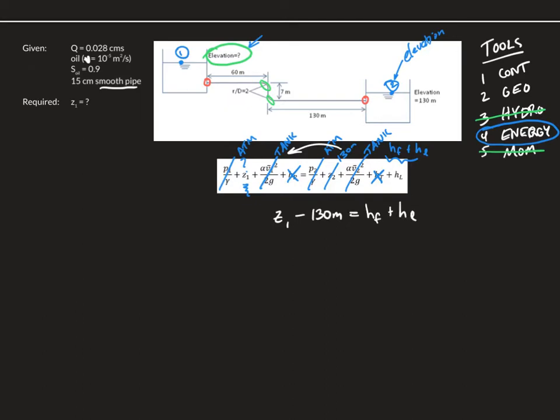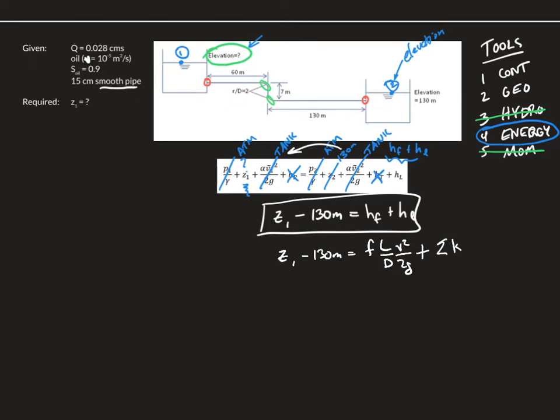That makes logical sense, but we need to now get at those terms. This is pretty powerful, pretty important logistically to think about what's going on. So Z1 minus 130 meters equals HF, which is f L on D V squared on 2g, and HL, based on what we just said, is the summation of the Ks times V squared on 2g. Now, we don't know which V, so I'm going to put i here, and we're going to be summing over the i's. That's kind of important.